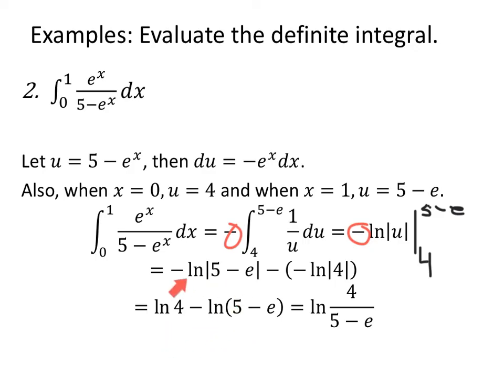If you want to, we could change the order of subtraction. Two negatives make a positive. Natural log of 4 minus natural log of 5 minus e. And if you wanted to rewrite those into a single log, not a common log, that's something different, using the quotient property of logarithms, we could write that as natural log of 4 over 5 minus e. No longer needing the absolute values because they're both positive.